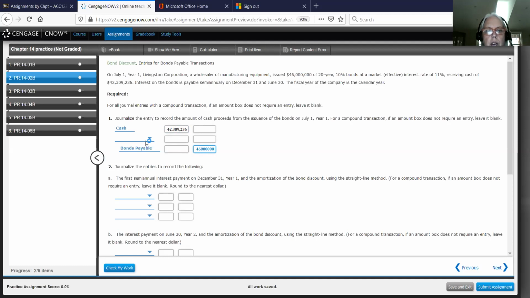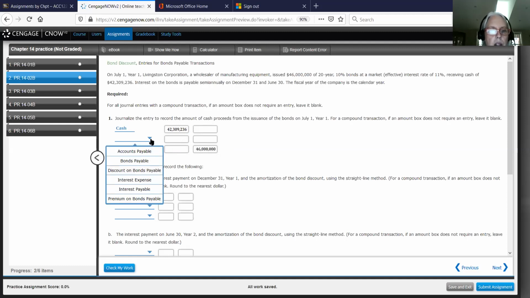Now you can use this middle part as the plug figure. In order to find the plug figure, what I would do is I would look at the face value and see how much cash we received. Notice we received less cash than the face value that we're going to have to pay back at the end of the life of this bond, which is $46 million. We received less cash, so that means we discounted the bond. We sold the bond for less than the face value amount.